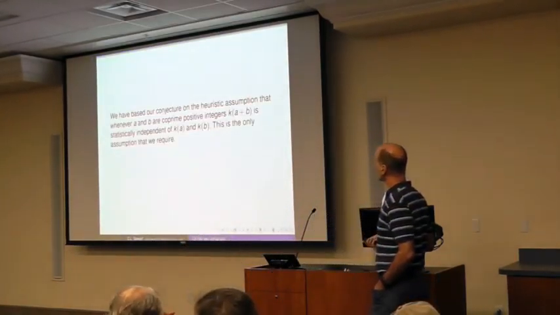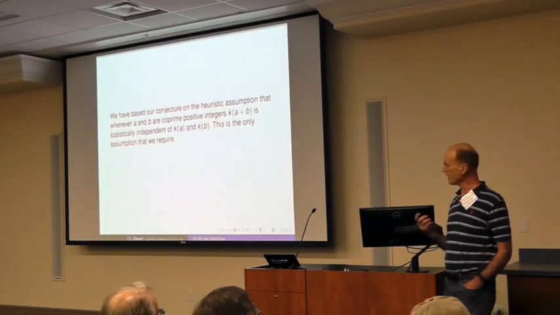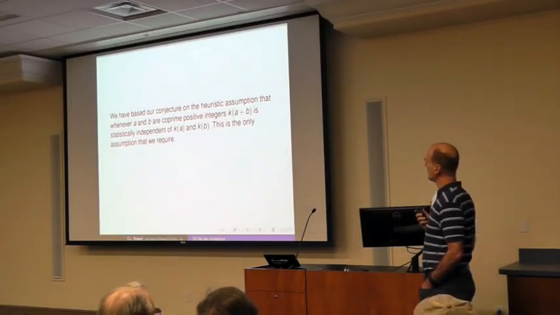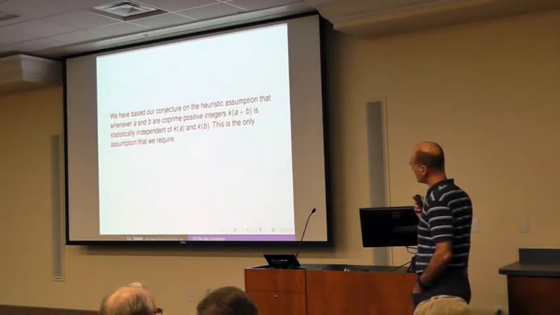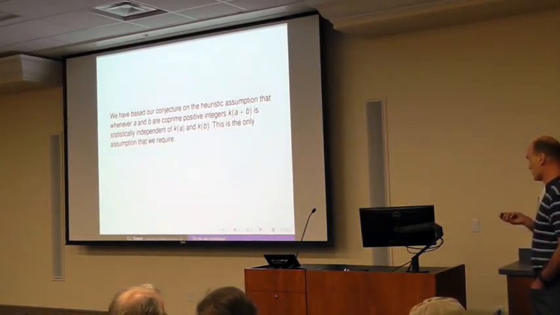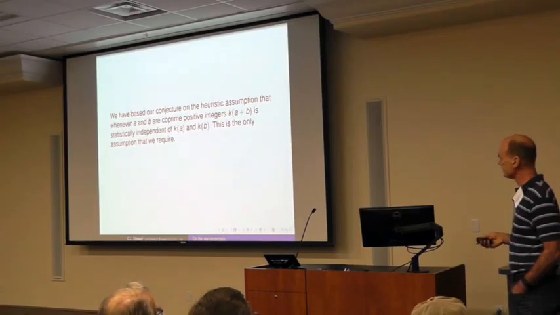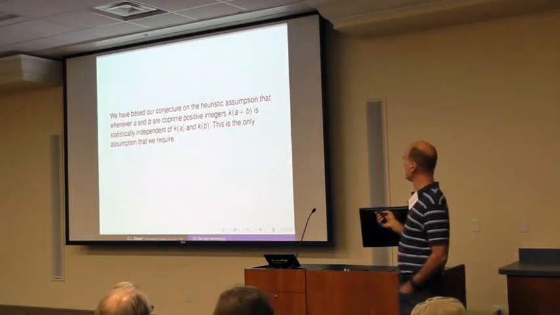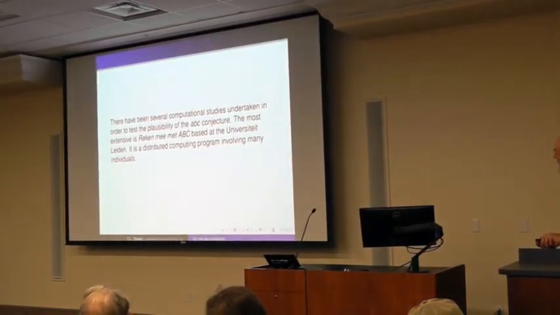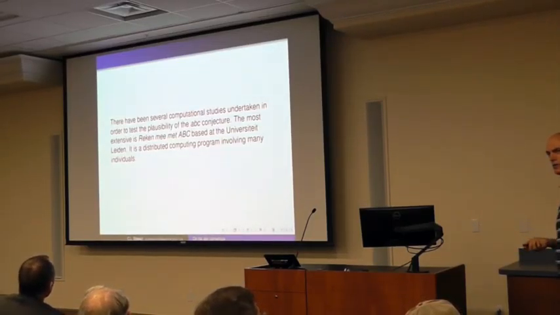And what's it based on? It's really based on one fundamental heuristic assumption, and then the work of Robert and Tenenbaum. So the heuristic assumption is that whenever A and B are coprime positive integers, the greatest square free factor of A plus B is statistically independent of the greatest square free factor of A and the greatest square free factor of B. So this is the basic assumption, and then the rest follows.